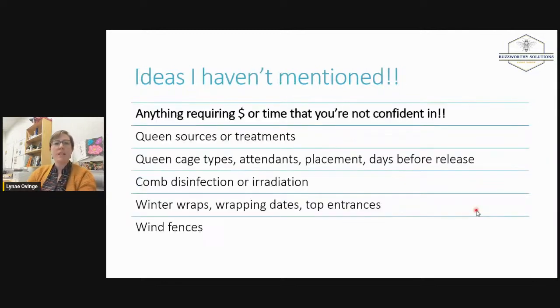Okay, so some ideas I haven't mentioned yet. Anything that's requiring your money or your time that you're doing in your operation that you're not confident in is definitely something that you can research to figure out if that's worth your money, if that's worth your time, and if maybe there's a better option.